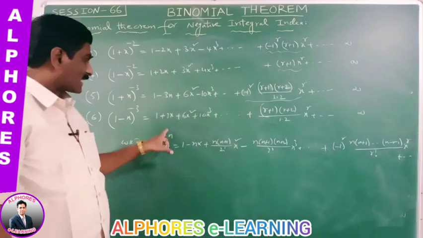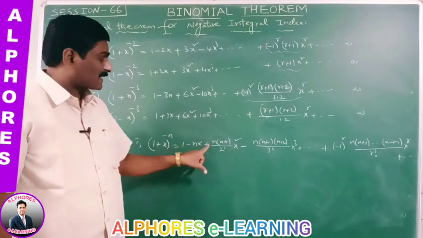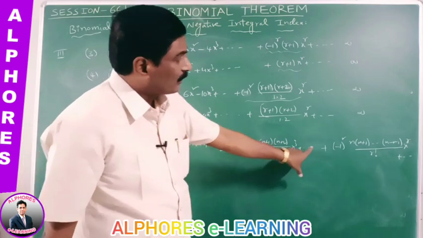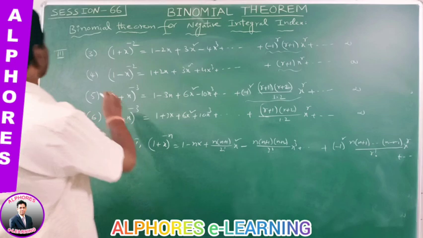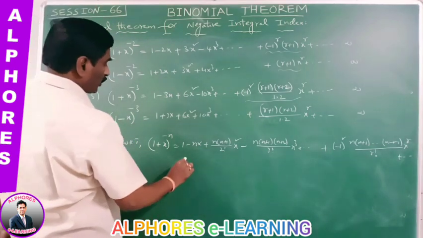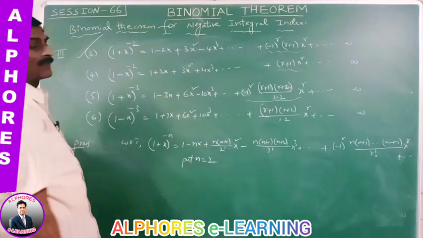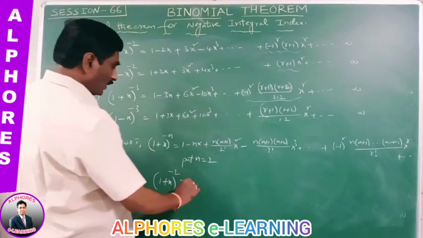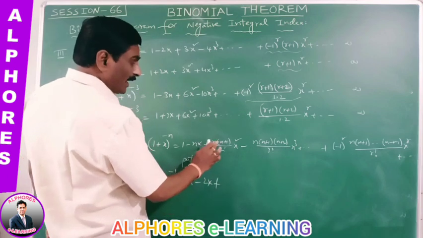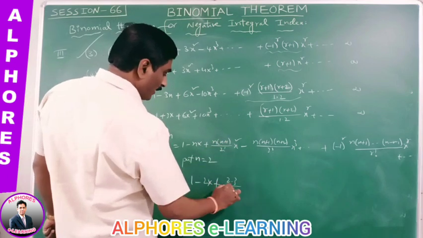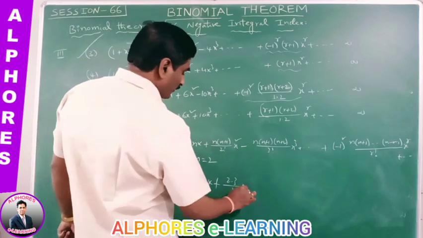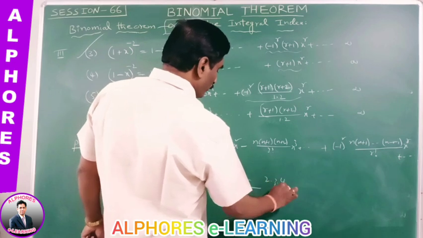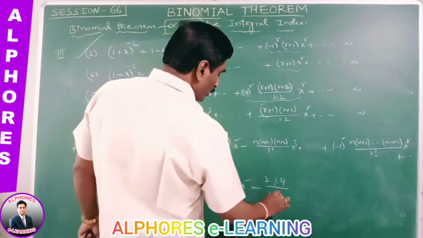Already we know that (1 + x)^(-n) = 1 - nx + n(n+1)/2! x² - n(n+1)(n+2)/3! x³ + ... For getting this proof, put n = 2 in this value. What is this value? (1 + x)^(-2) = 1 - 2x + 2(2+1)/2! x², that means 2·3/2! x², the 2 cancels. Minus, n means 2·3·4/3!, that is 1·2·3.